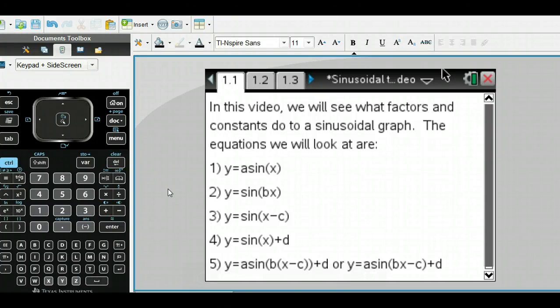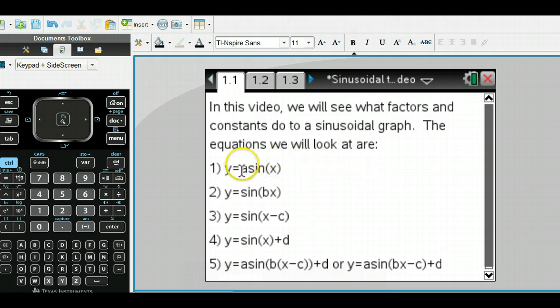Hi, in this video we will see what factors and constants do to a sinusoidal graph. Many of you have already dealt with this in class, but this gives you a full summary of what happens when you manipulate a graph with some constants and factors.